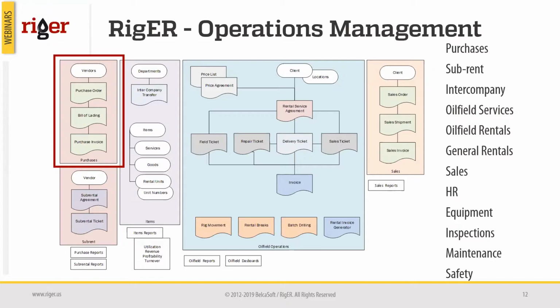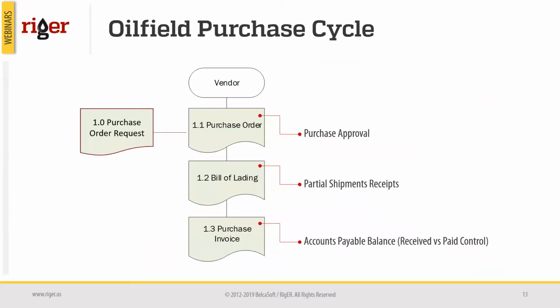So purchasing is one of them, sub-rentals is another, and intercompany movements is another sub-module in the system, as well as rental services and sales. So there are different aspects of the business you can manage in RigER, and you can see the list of all the different modules we offer on the right-hand side. But again, today we're going to talk specifically about purchasing and what the cycle of purchases is. So I'm going to dive a little deeper into the red rectangle on the left-hand side. What is the cycle made of?